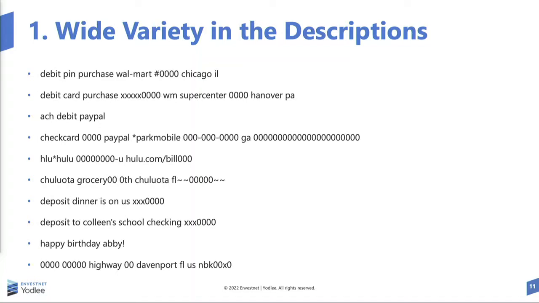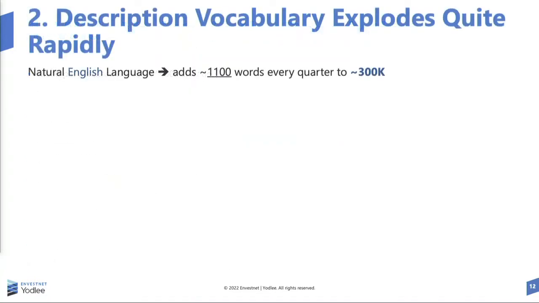And I'll set that up in the problem statement. The second part is that the vocabulary explodes exponentially, very rapidly, right? So for all of us here in natural English, I think what I read is that we add about 1,100 words every quarter or so, right? If you look at the base words in the natural English language, there are about 300,000 words there, right? In our space here, I'll give you some examples, right?